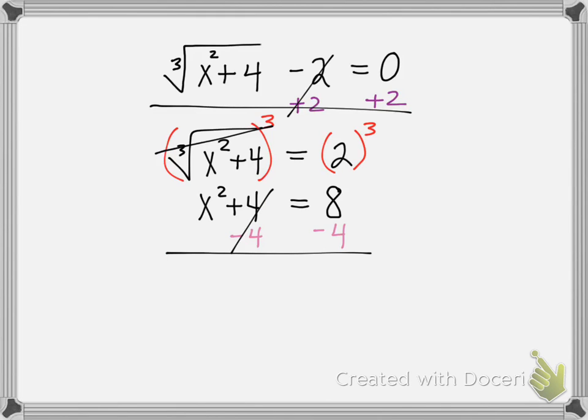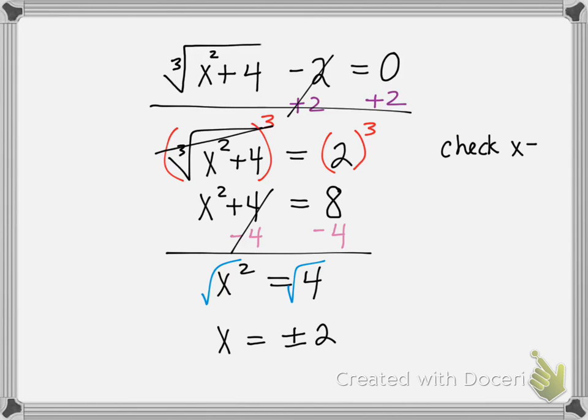So I'm left with x squared is equal to 4. And lastly, the opposite of squaring something is square rooting. So I take the square root of both sides, and I get x is equal to plus or minus 2. So we do have to check for extraneous solutions. We're going to check x equals positive 2, and then we're going to check x equals negative 2.